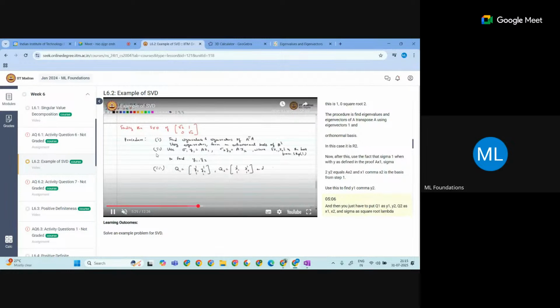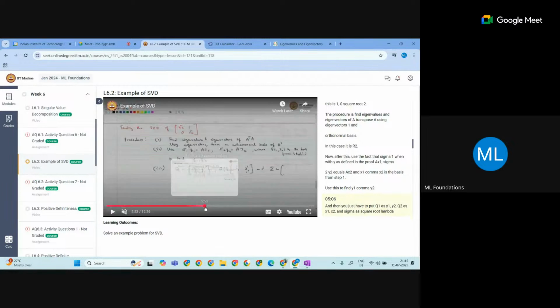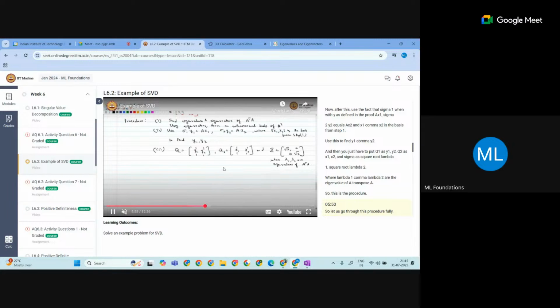See, the procedure is here. Find the eigenvalues of A transpose A, which we found. Using the eigenvectors, form the orthonormal basis of R2. If it is not orthonormal, then use Gram-Schmidt to get the orthonormal basis.